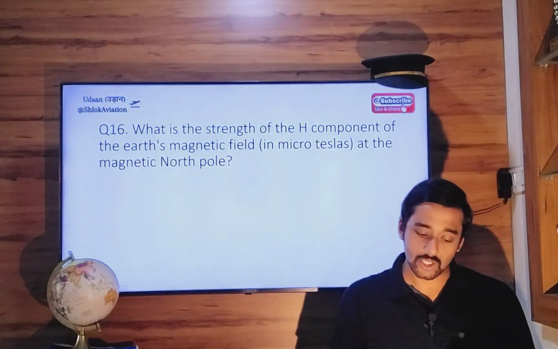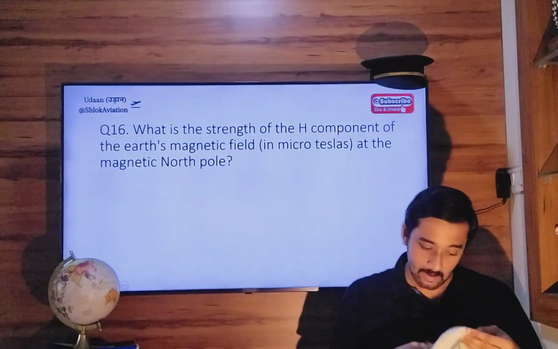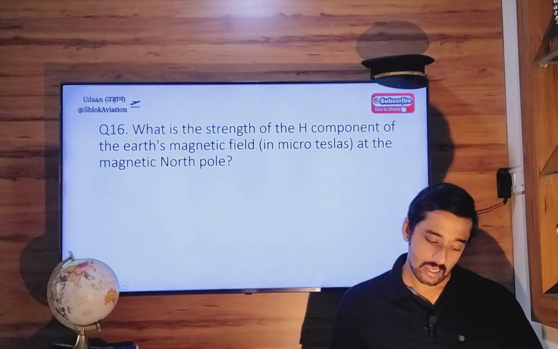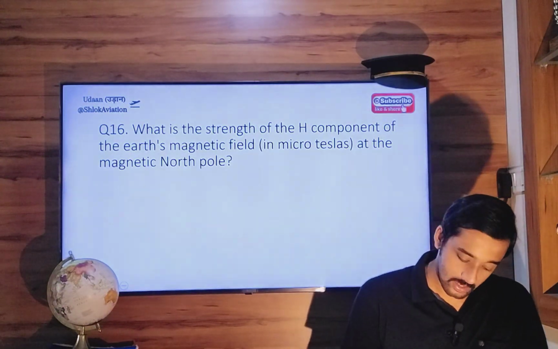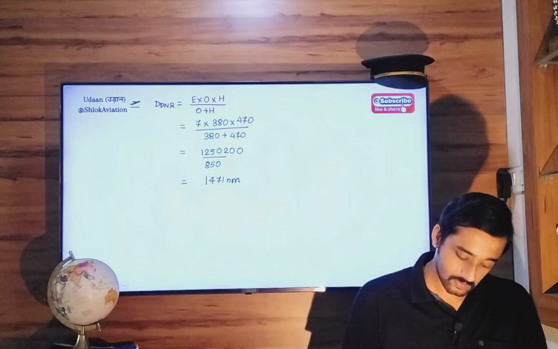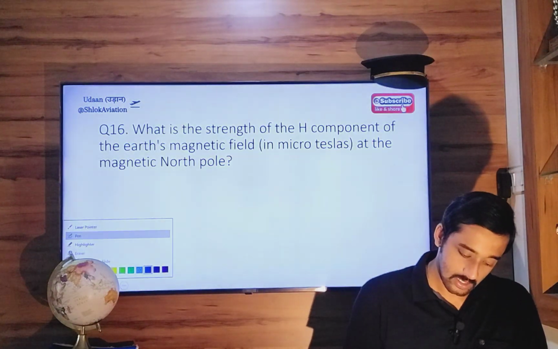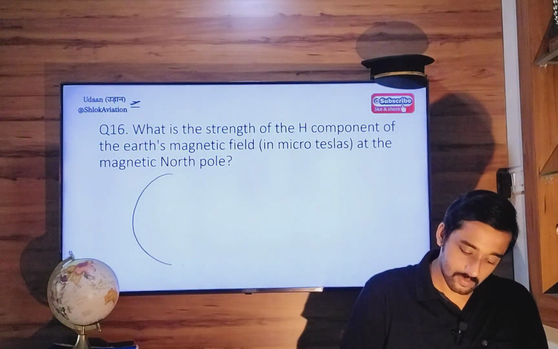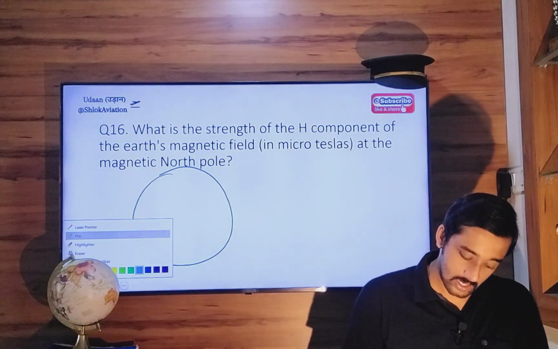Question 6. What is the strength of the horizontal component of the Earth magnetic field at magnetic North Pole? Now, let's say this is the surface of your Earth. This is the Earth. Here is the equator.